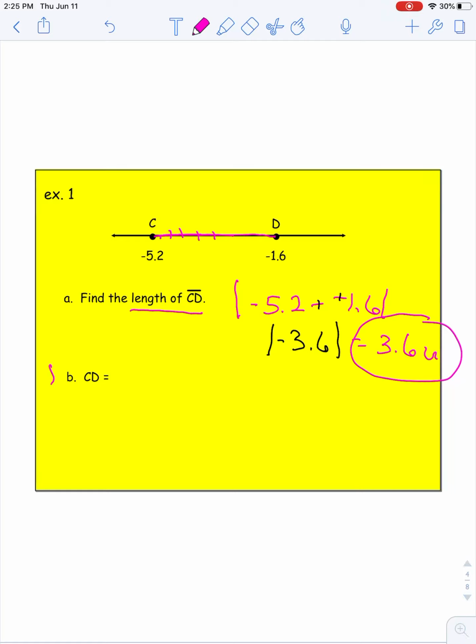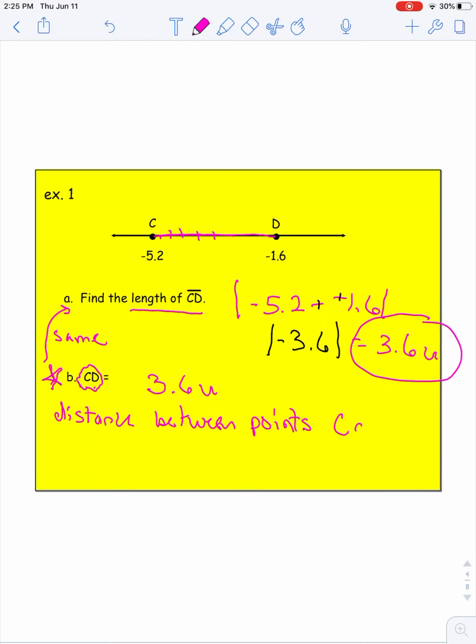Now, question B, right here. It says capital CD. That is asking the same thing as finding the length of CD, because it's asking you to find the distance between point C and point D. And so you have just the same 3.6 units. Again, this is asking for the distance between points C and D.